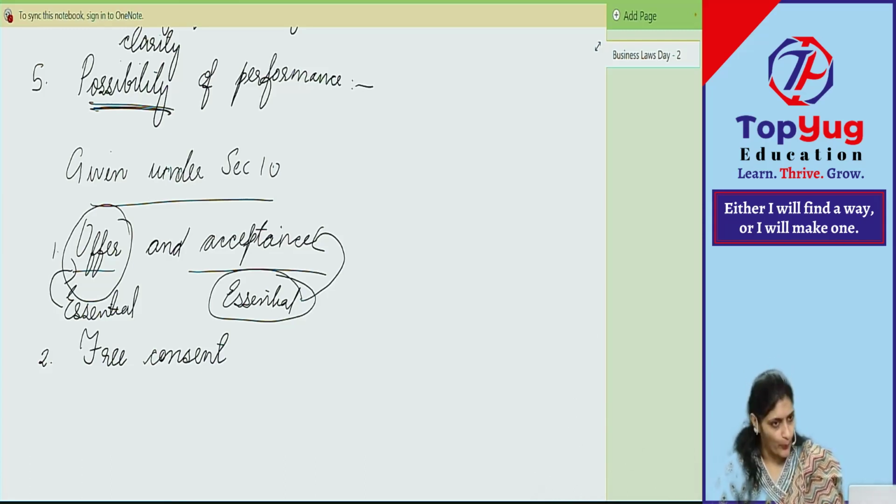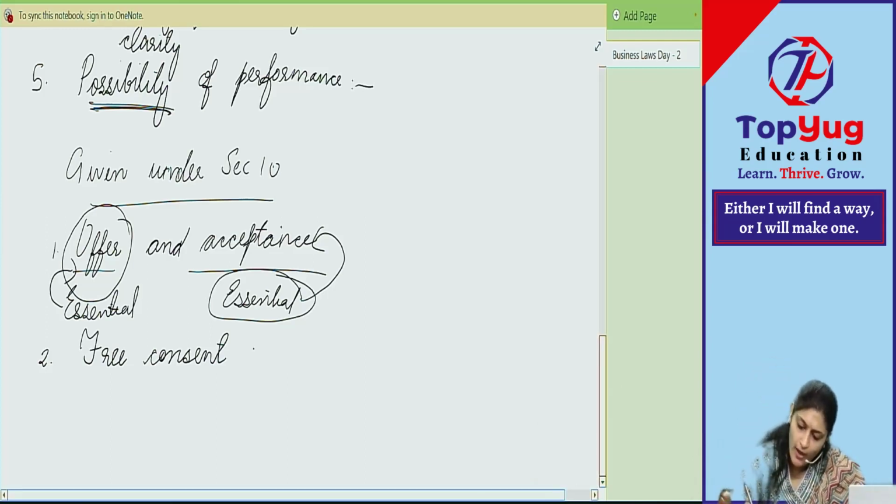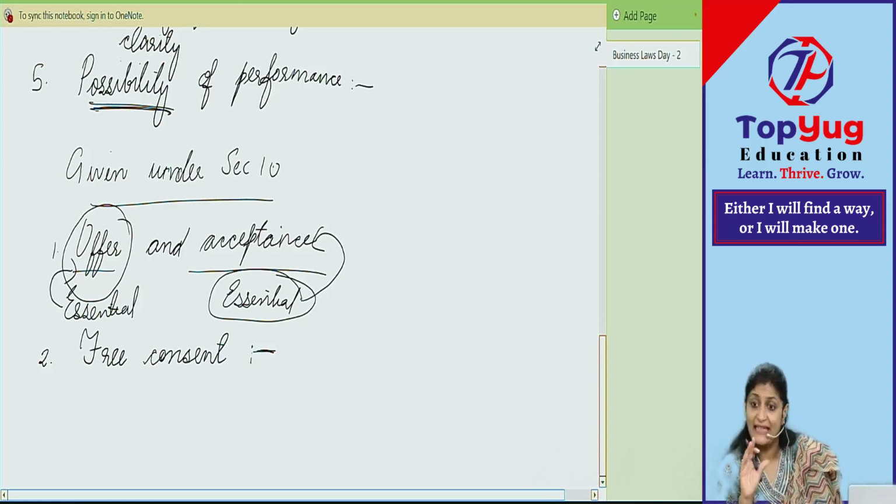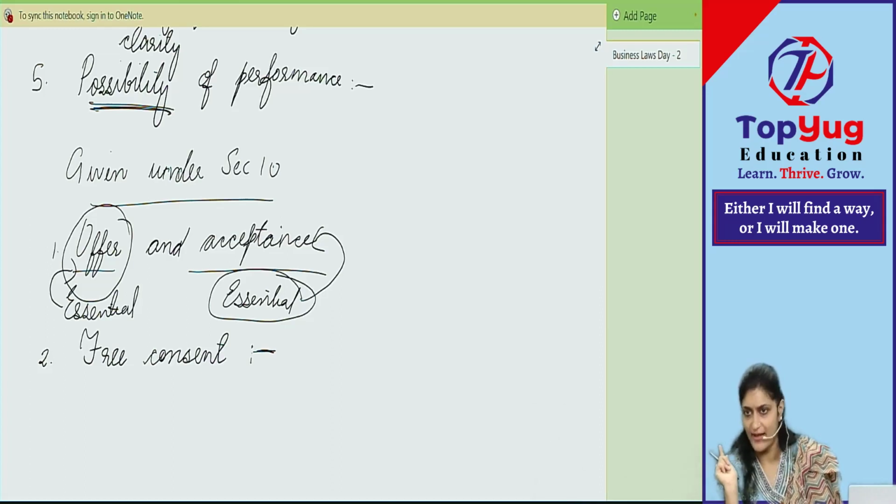So whenever a proposal is given and that proposal is to be accepted, that acceptance should be free. Free here means what? There is no force. Forcefully you cannot tell that person, come on, say yes, say yes. No, there is no force. Now, law is only telling you this, which is covered in depth in your unit 3, other essential elements of a valid contract.